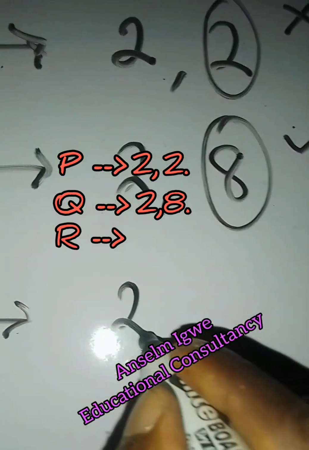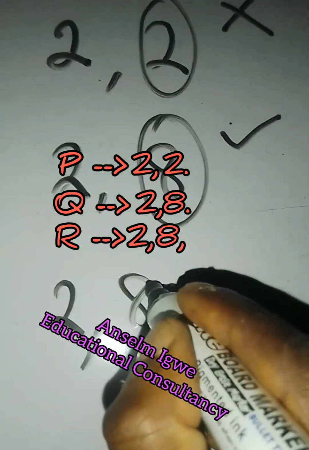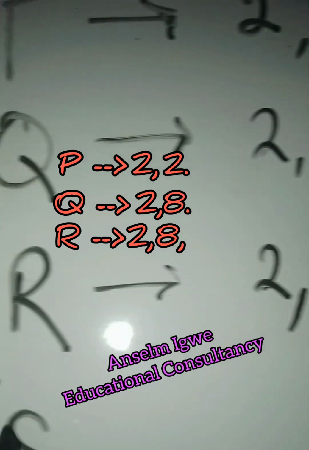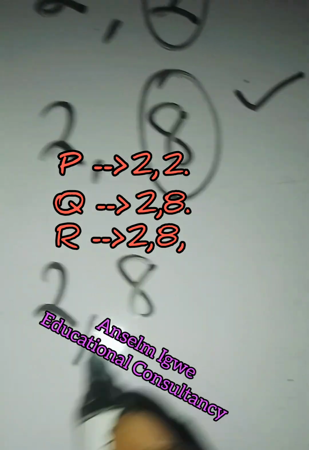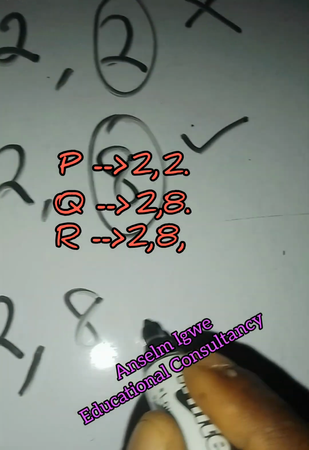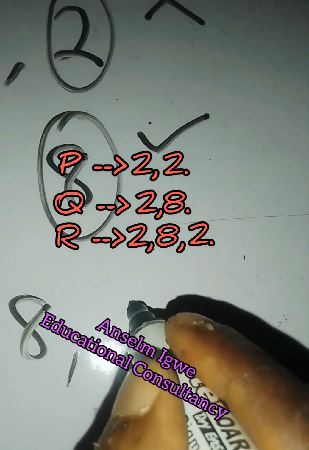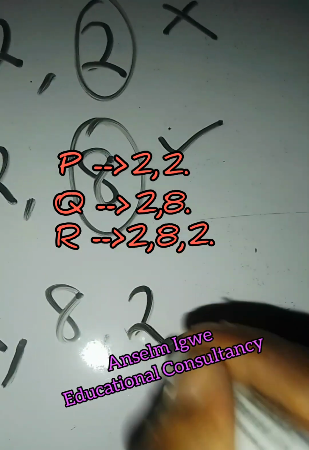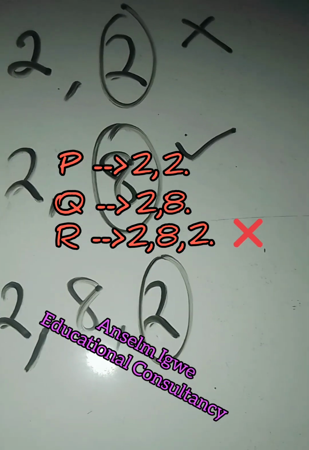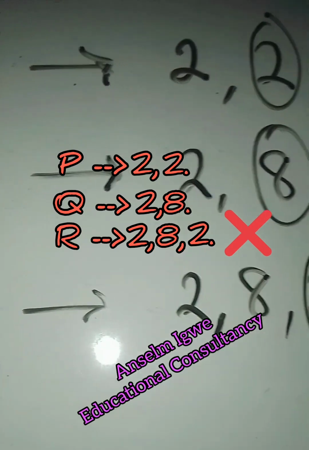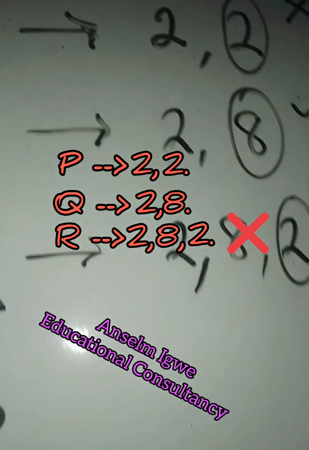R has 12 electrons. First shell 2. Second shell 8. Yet we have not exhausted our 12. We have just registered 10 electrons, remaining 2. Therefore, we bring our 2 electrons to the last shell. Having 2 electrons at the last shell disqualifies R from being a noble gas.